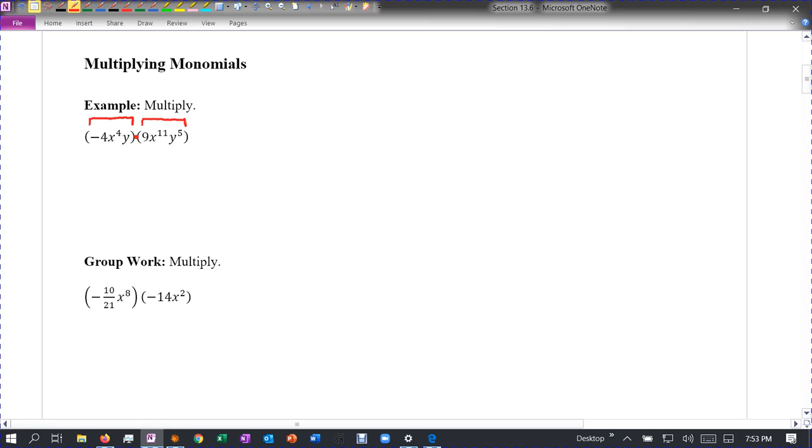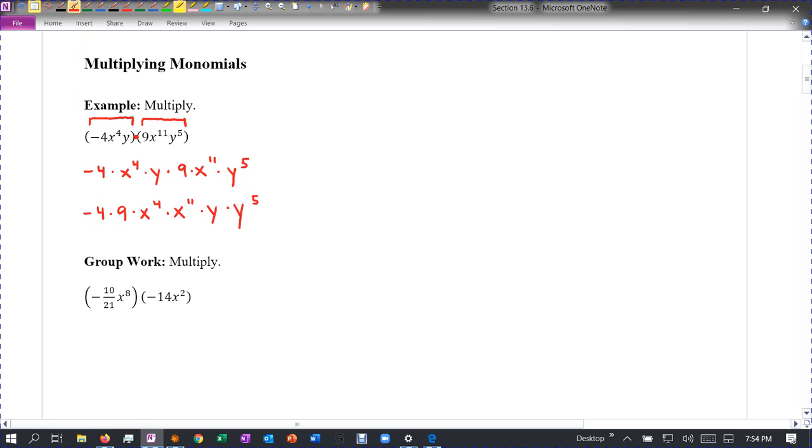There's an implied multiplication right there. So whenever you're doing a monomial times a monomial, all you have to do is drop the parentheses and just multiply everything together. So very simple, just put it all together. And then use your rules for exponents. So let me rearrange things. I'm going to go negative 4 times 9 times x to the 4th times x to the 11th times y to the 5th. So we've kind of grouped things together.